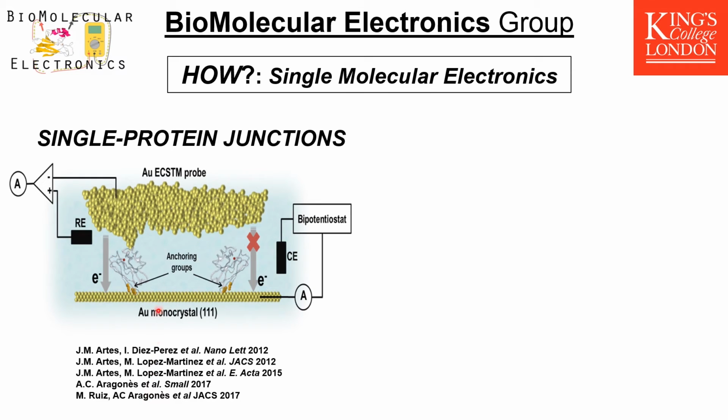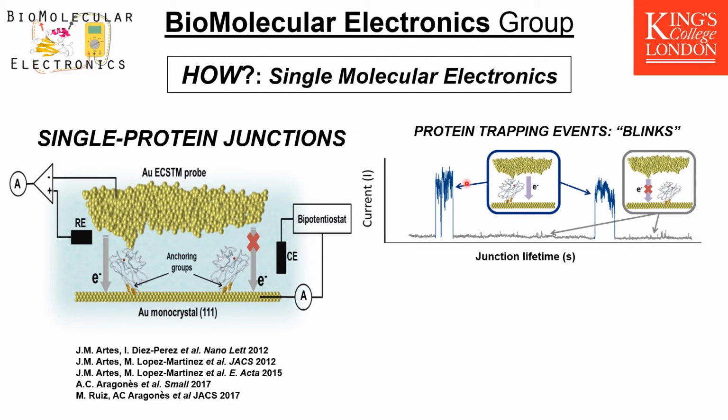We have been using this technique for many years now, pioneering this particular approach. Now, when you trap a protein, what do you see? How do you detect the moment when a protein is trapped, connected electrically between these two electrodes in these nanoscale gaps? This is a real trace of the detection of a protein trapping process. What you see essentially is that you're monitoring the current versus time, and you see these jumps that we call blinks in the jargon of this field.